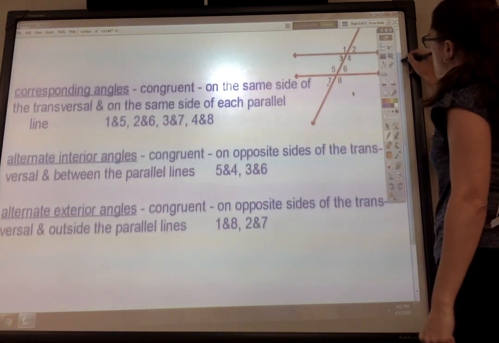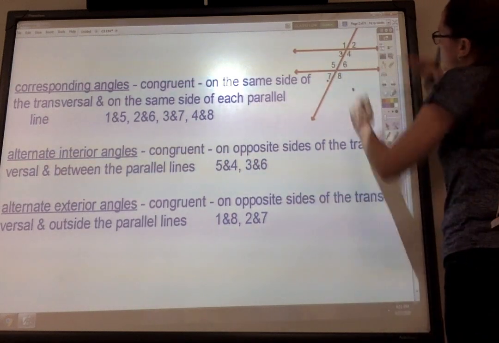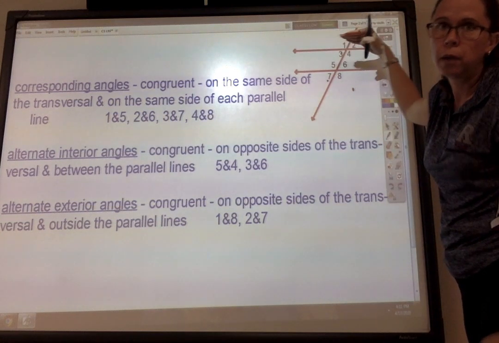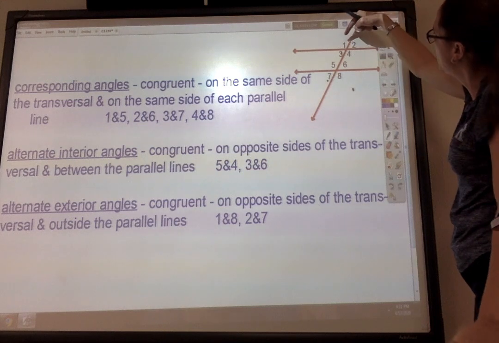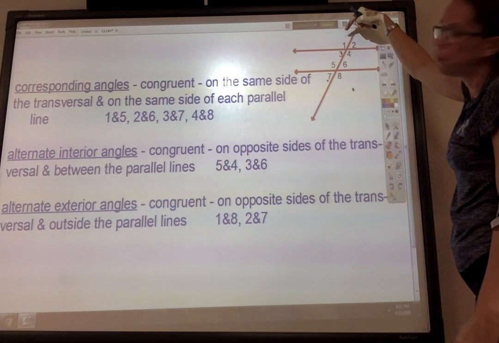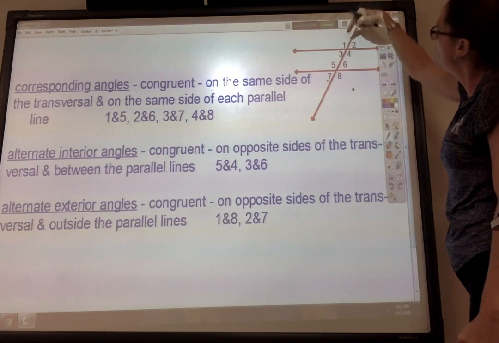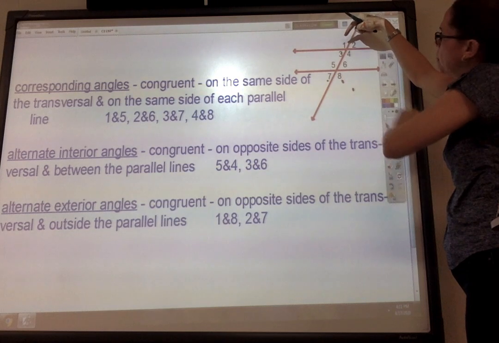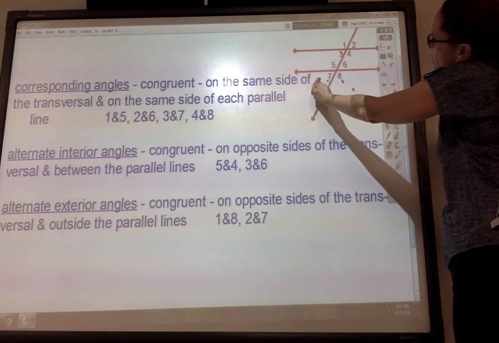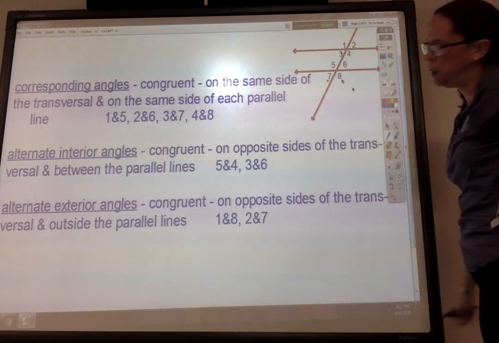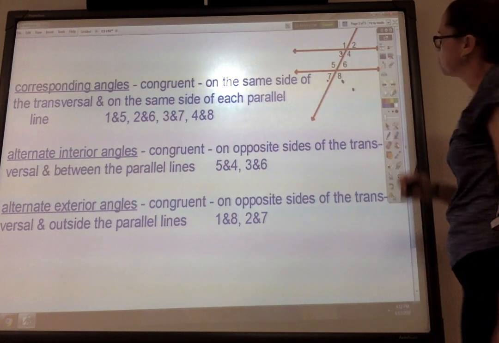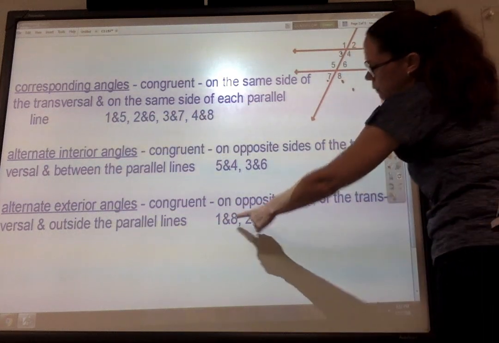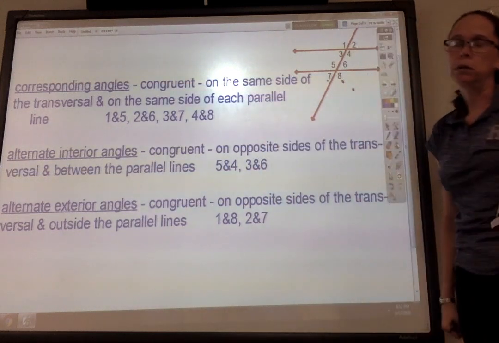So guess what the next one is? Alternate exterior. They're going to be outside of the parallel lines. They're going to have the same measure, but be on opposite sides of the transversal. So look at angle 1. I need an angle that is also exterior, but has the same measure. Angle 1 is obtuse. Angle 8 is the alternate exterior angle. Angle 7 is an exterior angle. Angle 2 is the alternate exterior angle. Get all this in your notes. It's best to draw this figure so that you can have these examples in your notes too.